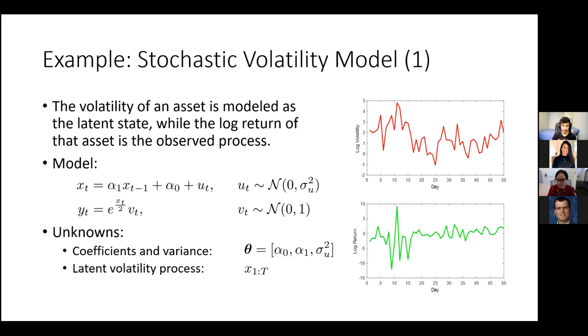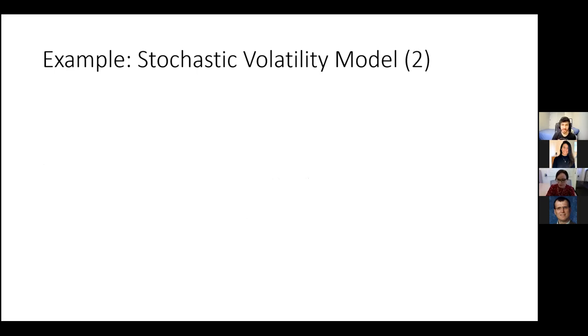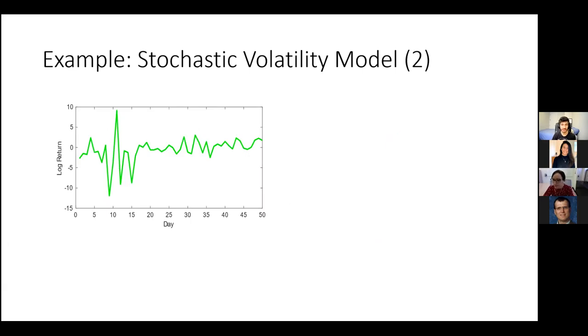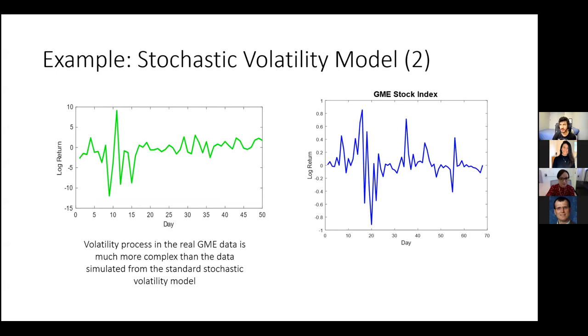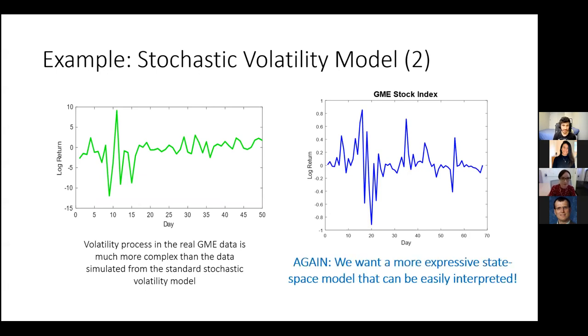So the problem with this model is similar to the previous one. If you take a look at the volatility from the simulated data and compare it to the volatility, for example, of the GME stock index log return, you'll see that they're very different processes. In the real GME data, it's much more complex what's going on than what is in the simulated data. So again, we arrive at the same problem for this completely different application, which is that we need something that's much more expressive than that standard state space model that can also still be easily interpreted.